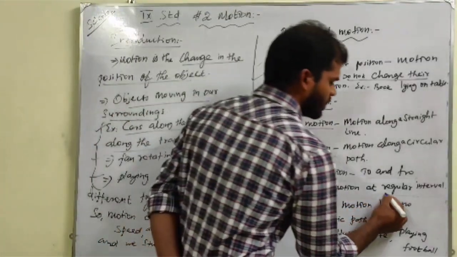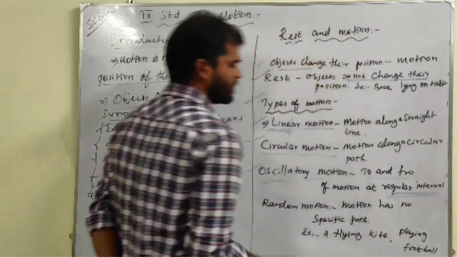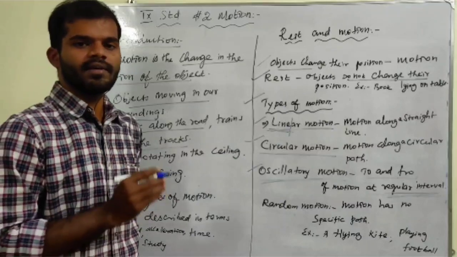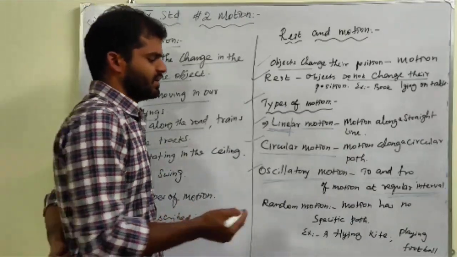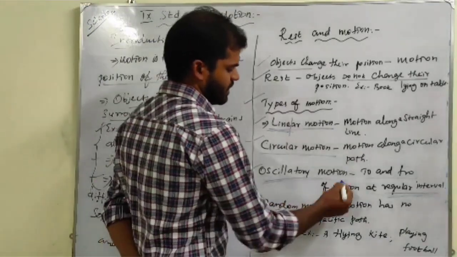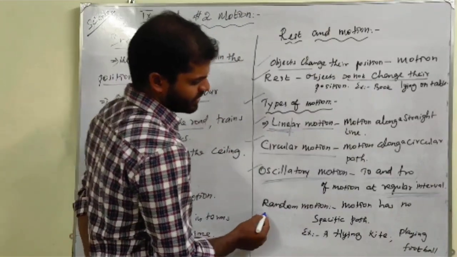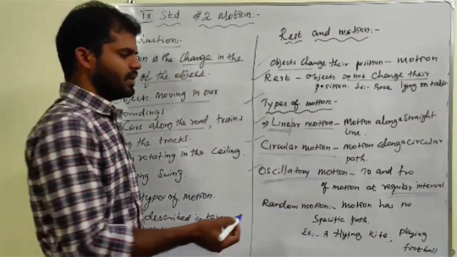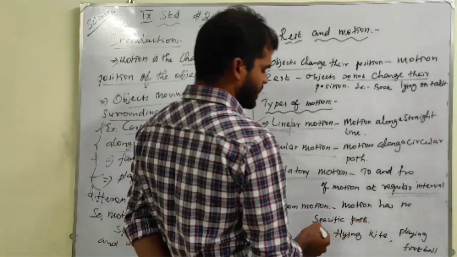It's very, very important. Regular interval of time. So it will take the regular time, which means it will take equal time at the equal distance. That is the way we have to explain, right? So then finally we are going to see that is called as random motion. Random motion is nothing but it's very simple. Motion has no specific path.